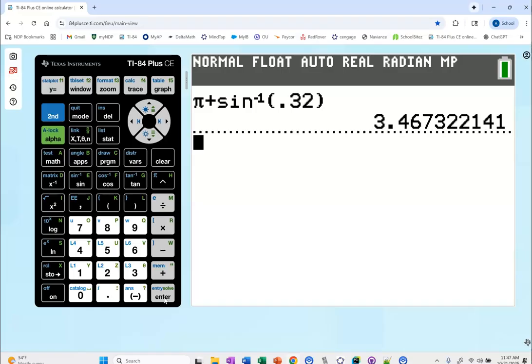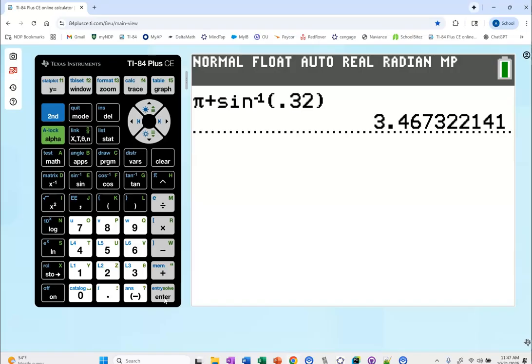Those of you following along, did you get a number other than this? We got a number in the negatives or something. Ah, you need to change your mode from degree mode to radian mode because it's giving you a degree answer, adding it to pi. You need a radian answer.